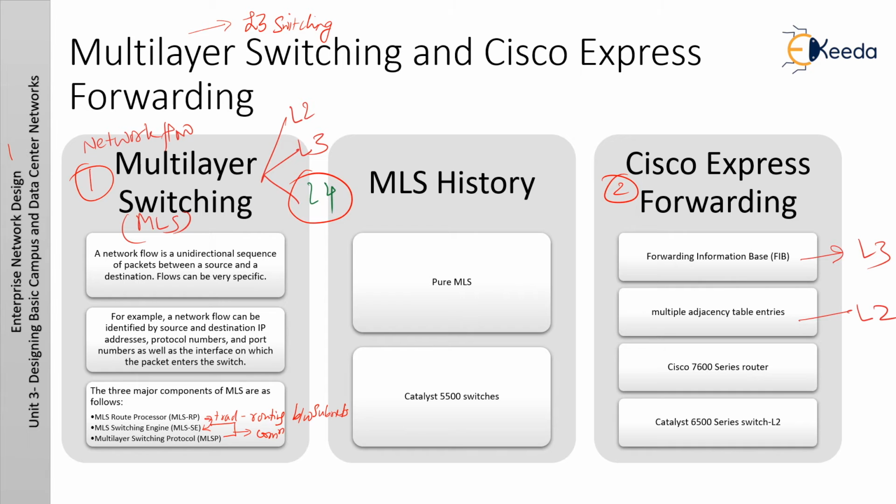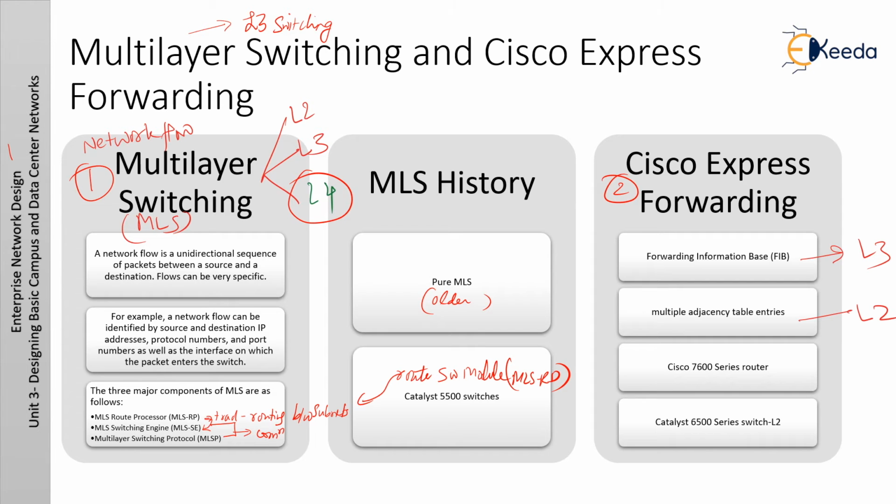Pure multi-layer switching is an older technique. Okay. It is used on the Catalyst 5500 switches with a route switch module. It is manually configured as MLSRP. So the route switch module is manually configured as MLSRP. Okay.